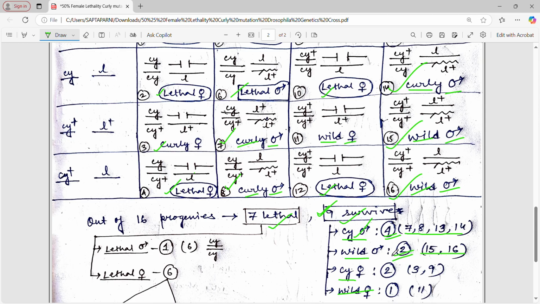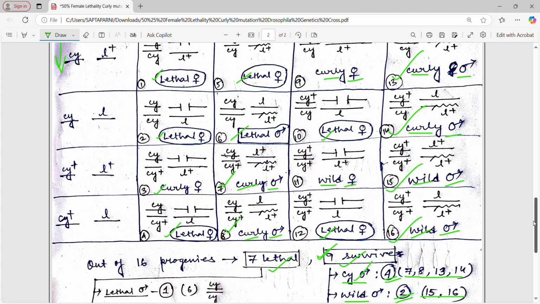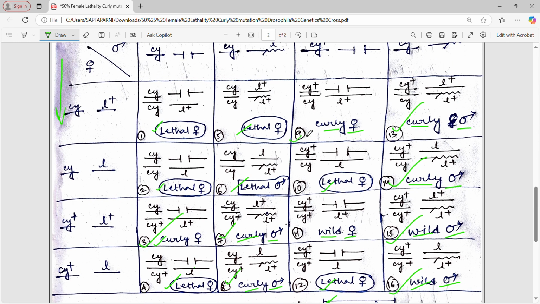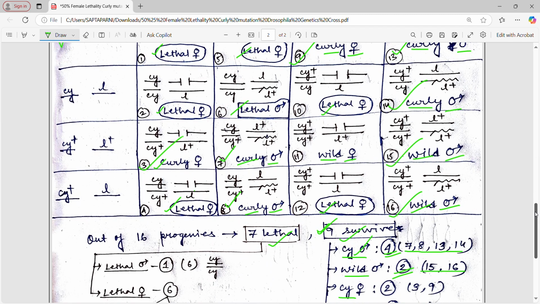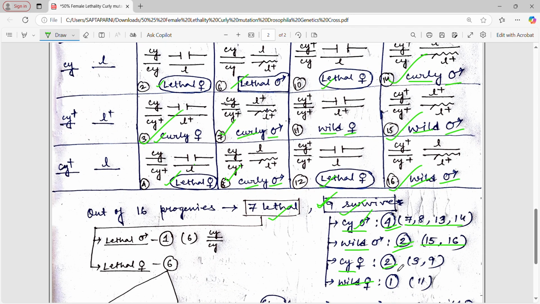Then how many curly females are there? We can see there are only 2 curly females. One is here in the box number 3 and another one is here in the box number 9. Okay, so there are only 2 curly females in box number 3 and 9.